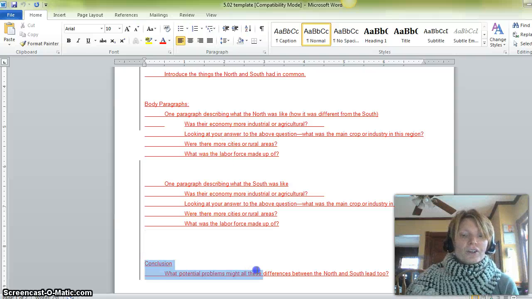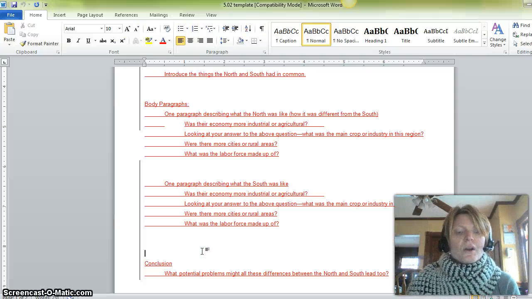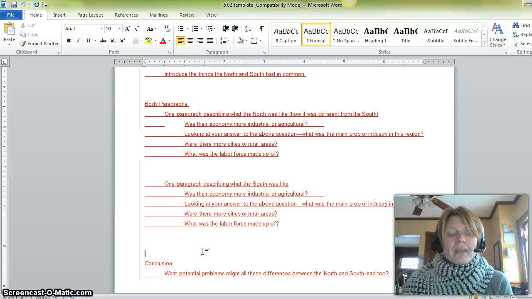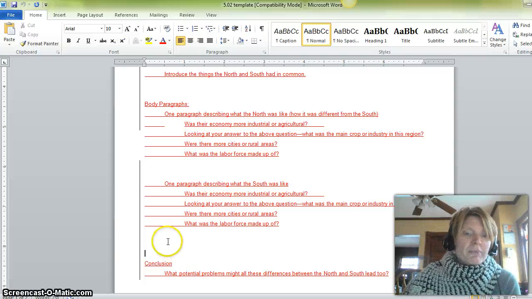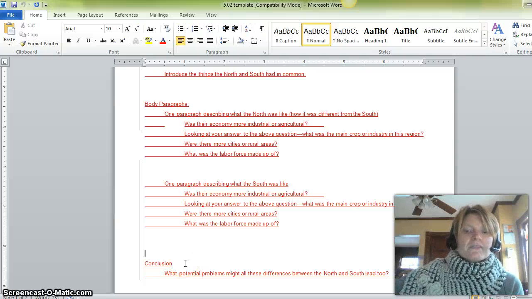And then for your conclusion, think about what the potential problems might be. What might all these differences between the North and the South lead to? So you can kind of make a prediction and think about how it might be different in the future.